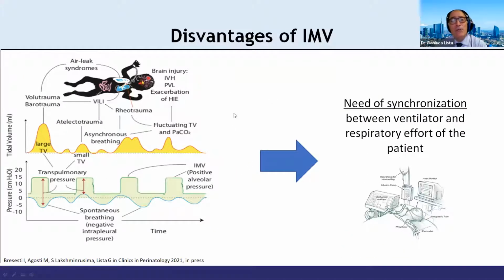In this cartoon, I summarize the disadvantages of non-synchronized mechanical ventilation: continuous changing of the tidal volume with the risk of volutrauma, barotrauma, and atelectrauma. A very important fluctuation of the tidal volume is responsible for a worsening of the gas exchange, in particular hypocarbia or hypercarbia, that are responsible for a severe risk of brain injury, like IVH or periventricular leukomalacia. So it's very important to try to synchronize the patients with the ventilator.